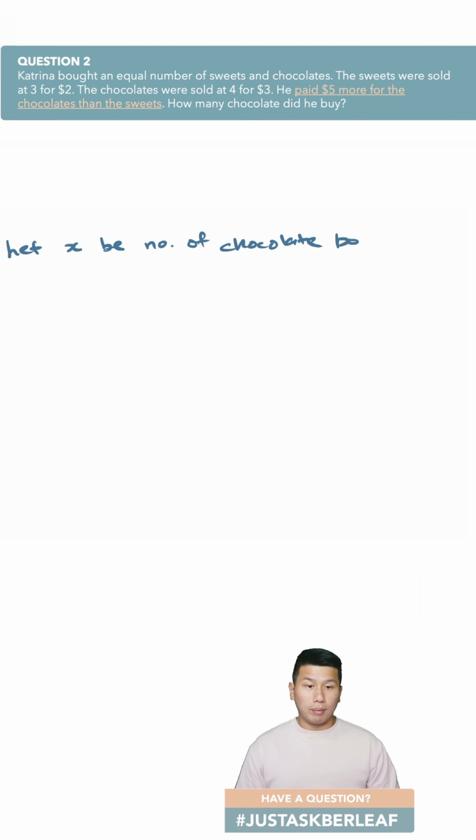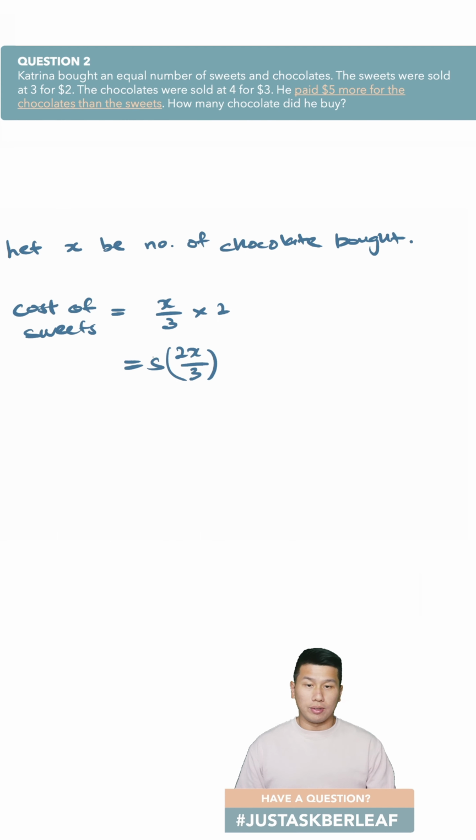Chocolate bought, yes. So the first key component we can work out based on the first part of the question is actually this, right? The cost of sweets is actually equivalent to x over 3, which gives you the number of sets of 3s. Then we multiply these by $2, right? Which gives us 2x over 3.